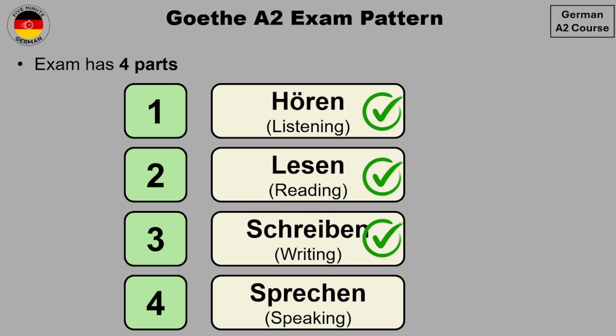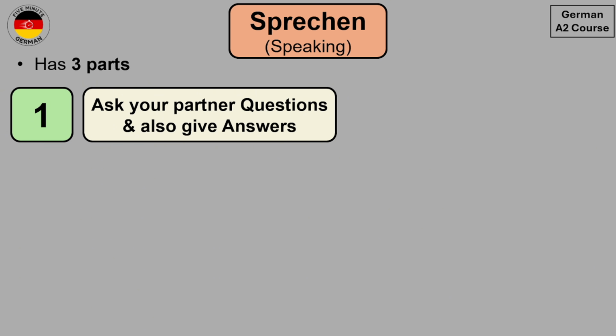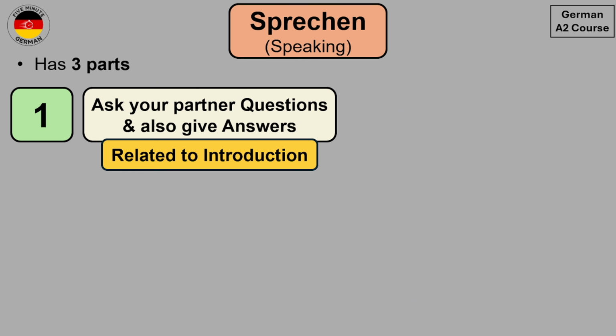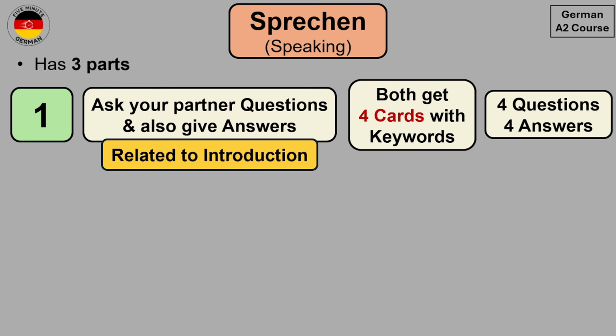Now let's take a look at the last part, which is Sprechen or speaking, and this has 3 parts. And as you know, you will do this part with a partner. So in the first part, you have to ask your partner questions and also give answers. So these questions and answers will be related to the introduction. What will happen is that both of you will get 4 cards with some keywords, and on the basis of these cards, you will ask 4 questions to your partner, and he or she will give you the answer for your questions, and then your partner will ask you 4 questions, and you have to then answer them.